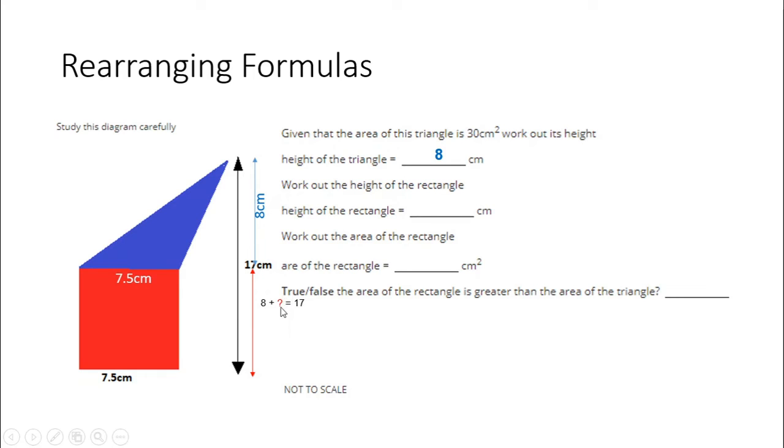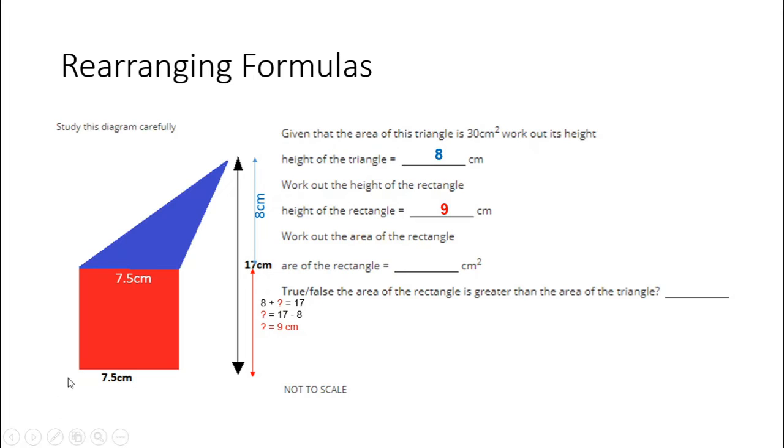That something I can find easily by rearranging this equation, move the 8 to the other side and subtract. So that something, the height of the rectangle, is equal to 17 minus the 8, which is 9 centimeters. The height of my rectangle will be 9 centimeters. Now work out the area of that rectangle.